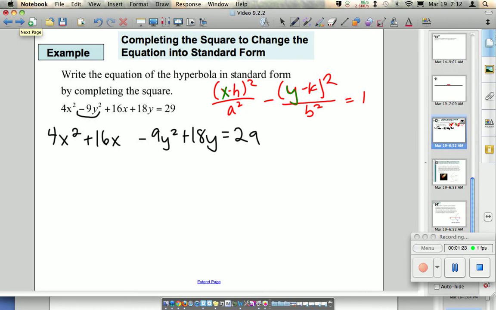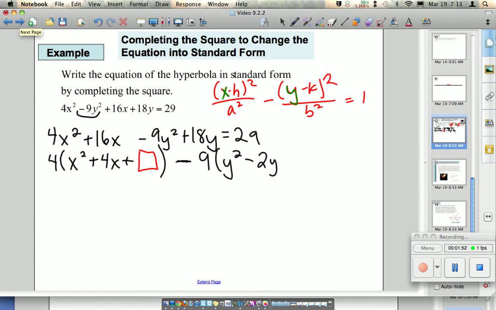Okay, now I'm going to do the same process I've been doing for circles and ellipses. I'm going to complete the square on both the x's and the y's. We start with factoring out the 4 from the x terms, and then we figure out what's going to have to go in this box to complete the square. The same thing with the y, but notice I'm going to factor out a negative 9 from the y terms. So that's going to make it negative 2y. That's really important. You're going to have to be extremely careful with your negatives. And I'm still going to have some extra quantity right here. Equals 29.